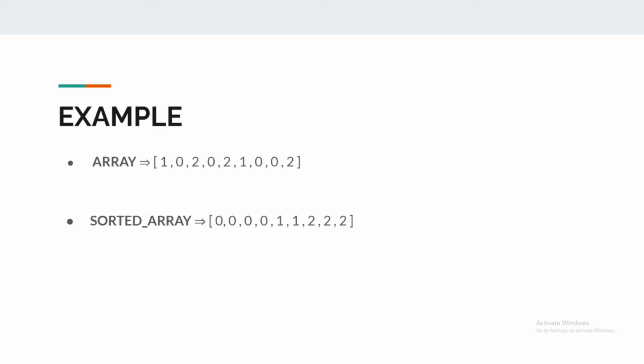After that we go to the original array again and replace the first four digits with zeros because zero is occurring four times in the array, right? And then after that we replace the next two elements with one because one is coming twice, and in the end the last three elements we will just replace with two. So this is what the algorithm is.